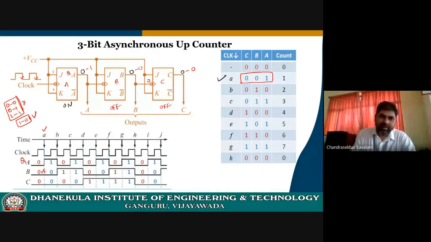Until, see here, because this is flip-flop, until next negative edge trigger. Next clock means these responses are maintained until next clock. So in between, whatever the inputs, output will not change. QA, QB, QC are not changed between this clock. Okay. Again at this point again one more negative edge trigger 1 to 0.